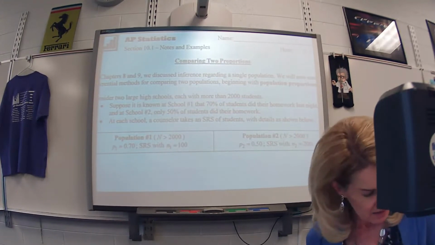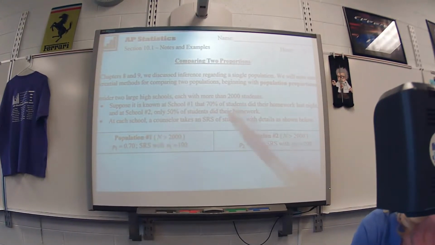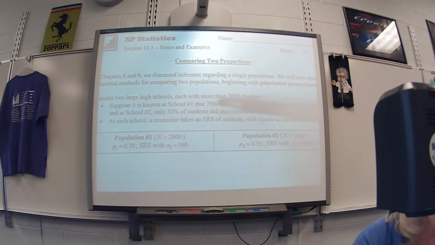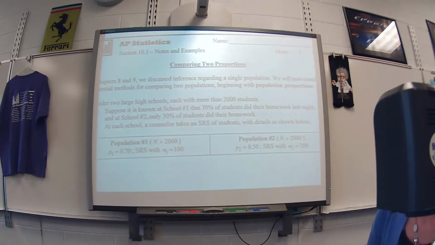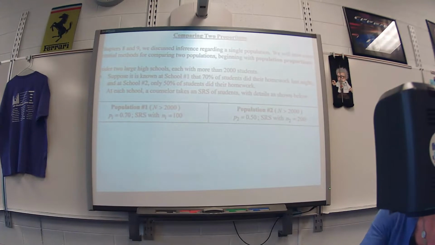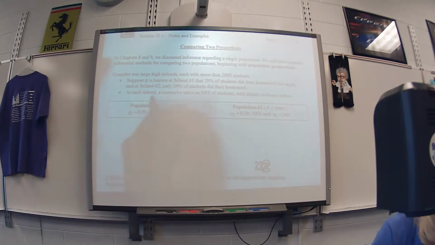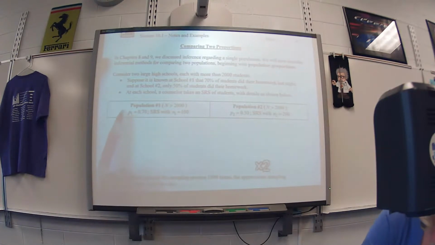Okay. So here we go. Population 1. At school number 1, 70% of students did their homework. Great. School number 2, 50% did their homework. What's going on with school number 2? We don't know. At each school, a counselor takes a simple random sample with details shown below. Okay, so for population number 1, this is school number 1. And notice everything now has a subscript to represent which population you're in.